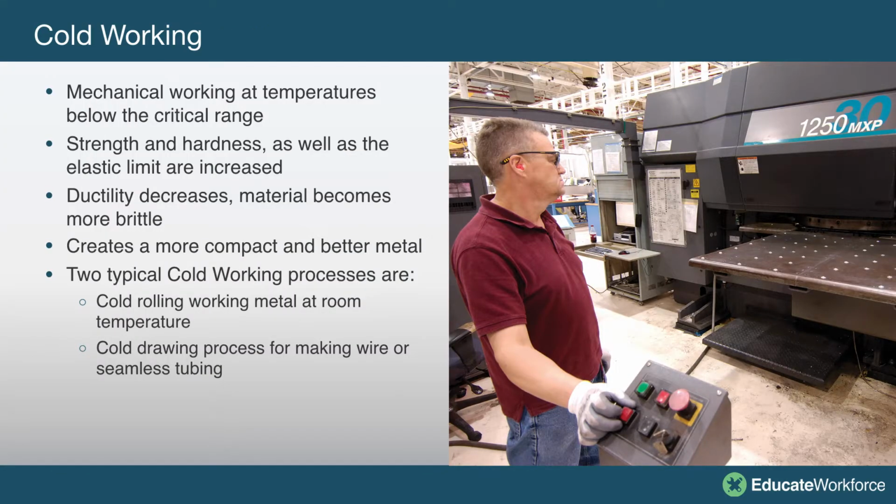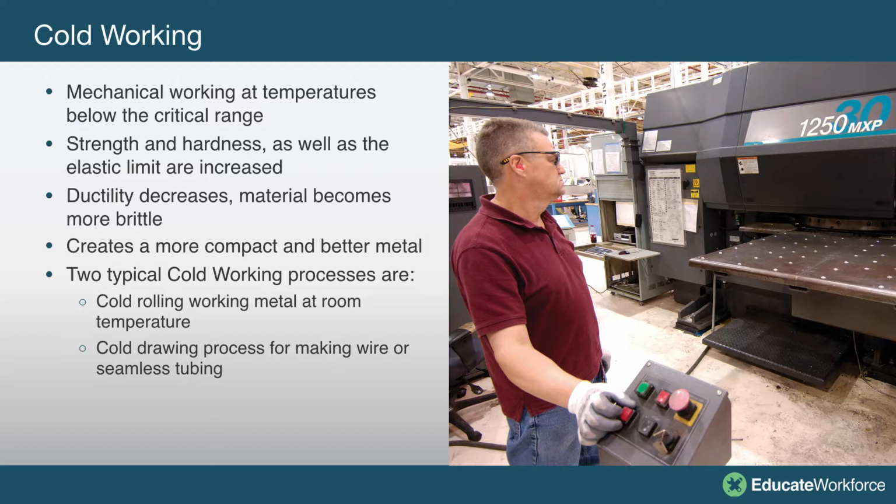Cold working is a mechanical process. It actually hardens the metal. We're going to cold work it below the critical temperature. The strength and the hardness as well as the elastic limit are going to be increased on the metal. The ductility is going to decrease as the metal becomes more brittle, so the more you work it, the less ductile it becomes. It's possible that during the cold working process you may have to heat treat the metal to anneal it so that you can continue the cold working or shaping process.